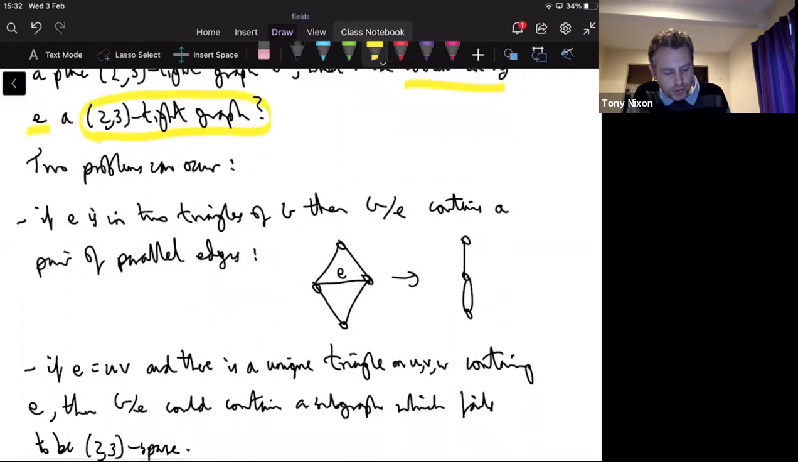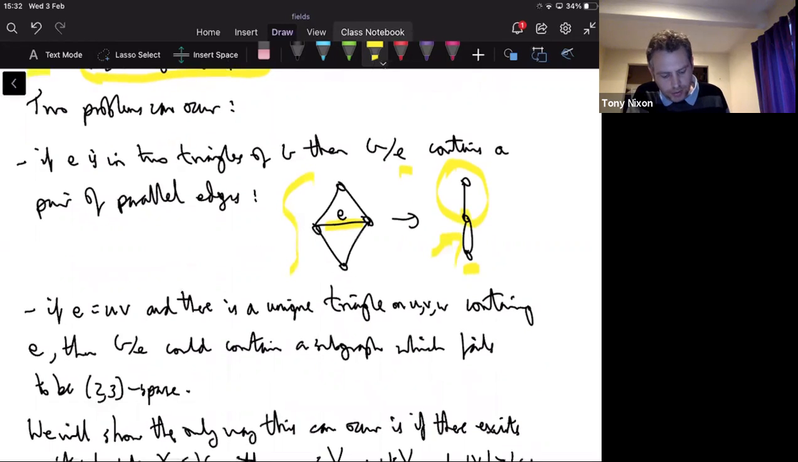But there are 2 problems that might prevent the contracted graph being 2-3 tight. The first one is that, well, we know E is in a triangle, but what happens if it's actually in 2 triangles? Then when we contract, we do the sort of operation up here, and that's fine, but we have a second vertex that becomes adjacent to the contracted vertex twice. And that means we either have a multigraph, which is no good, or we have to discard an edge, which throws the count off. And so we don't have E equals 2V minus 3. So if your edge is in 2 triangles, that's bad.